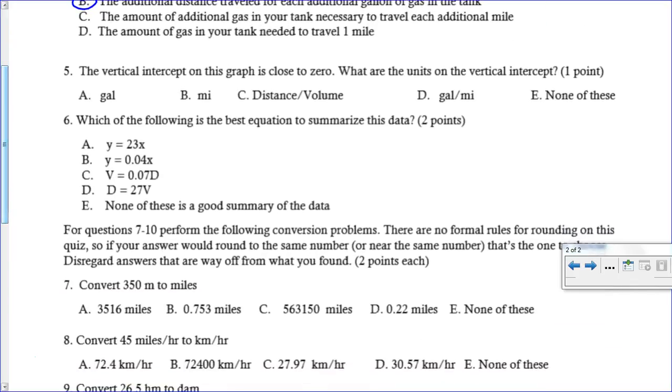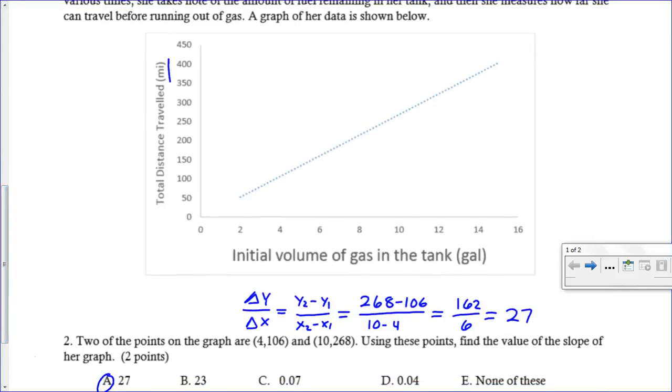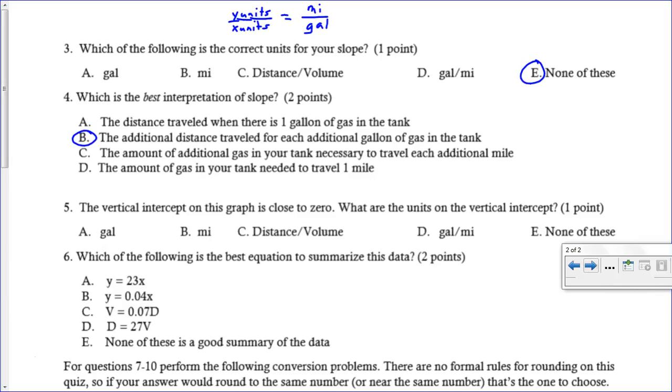All right, 5. The vertical intercept on this graph is close to 0. What are the units on the intercept? Okay, vertical intercept, vertical axis. Remember that. So for the units, we look at the vertical axis. If you remember there, vertical axis was measured in miles because it was total distance traveled. So miles is going to be the units there for a vertical intercept because if it's the vertical axis unit, it's the vertical intercept unit. So miles is B.